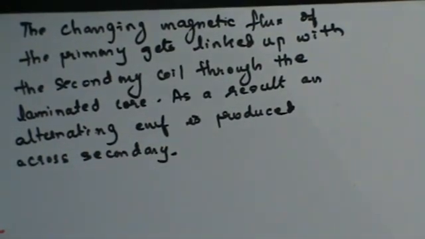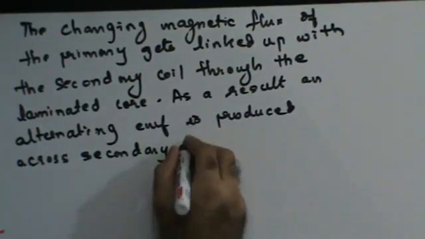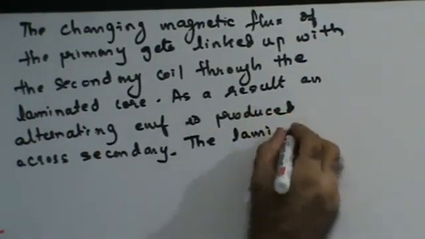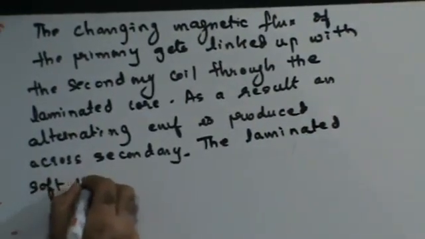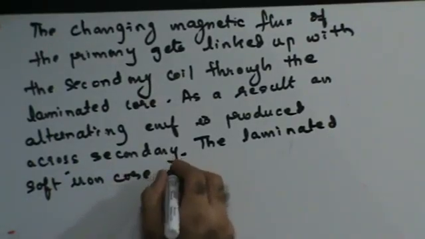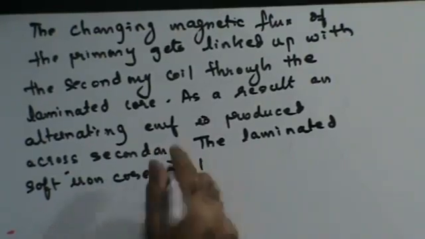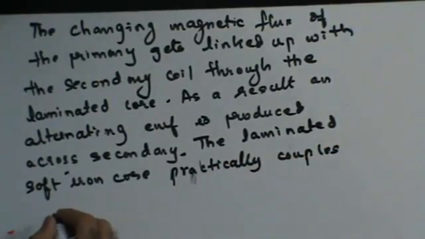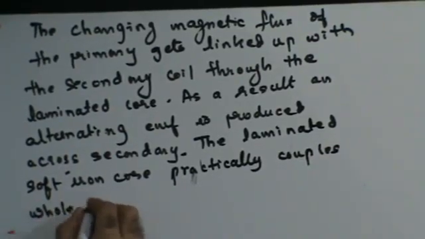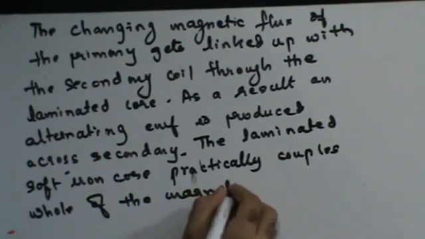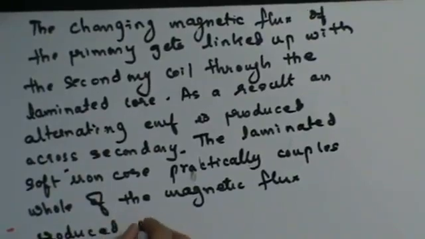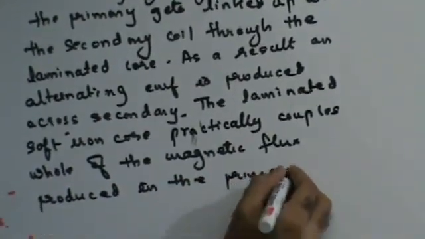Finally, get this in clear. Now, once you have an alternating EMF produced across the secondary, the laminated soft iron core practically couples the whole of the magnetic flux produced in the primary with the secondary.